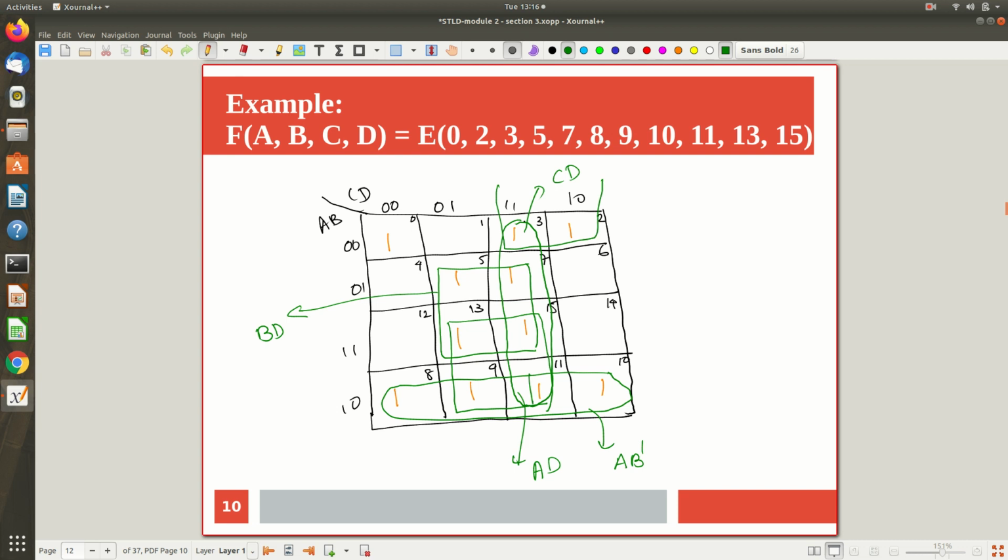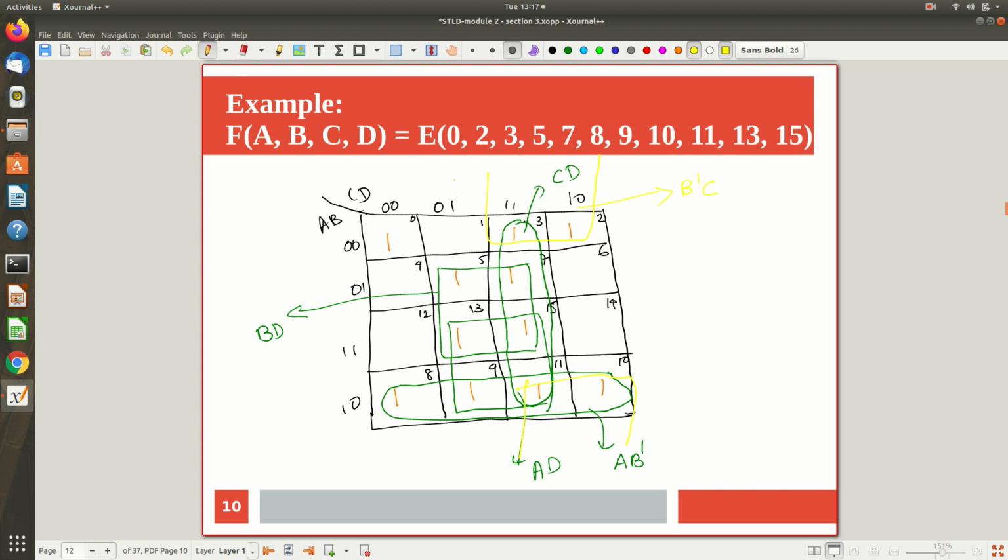So maybe let me use a different color. See, after folding these two ones and these two ones together, it will form what? So when you go across from first column to last column, you can see A vanishes and B dash remains, and similarly D vanishes and C remains, B dash C.